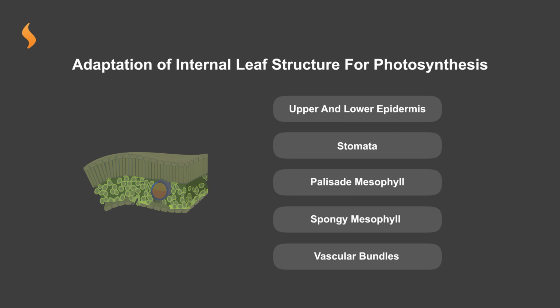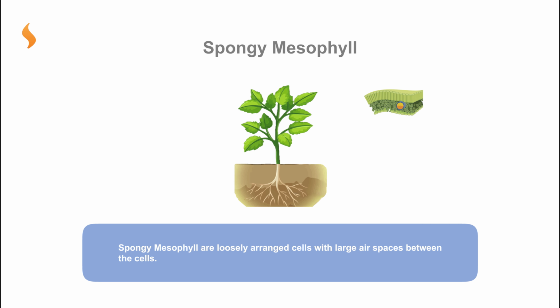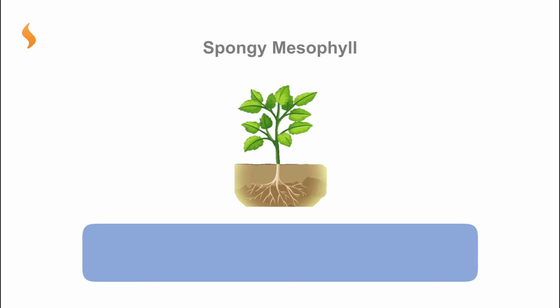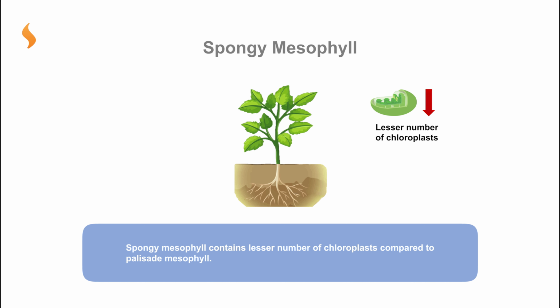The fourth type of adaptation of internal leaf structure for photosynthesis is spongy mesophyll. Spongy mesophyll are loosely arranged cells with large air spaces between the cells. The large air spaces allow gaseous exchange of carbon dioxide and oxygen during photosynthesis. Spongy mesophyll contains fewer chloroplasts compared to palisade mesophyll.